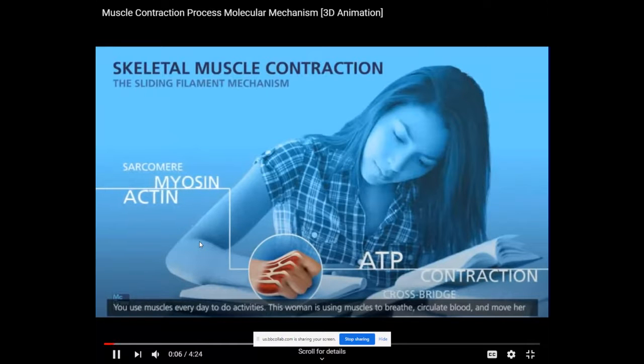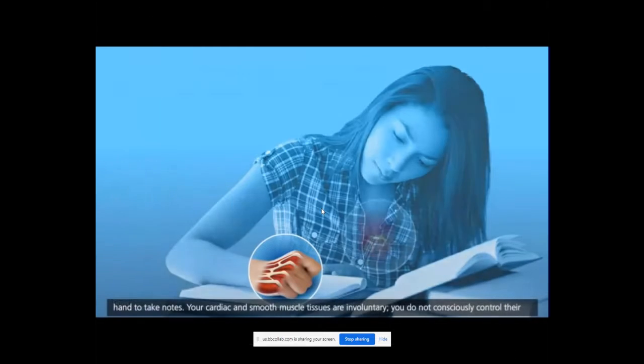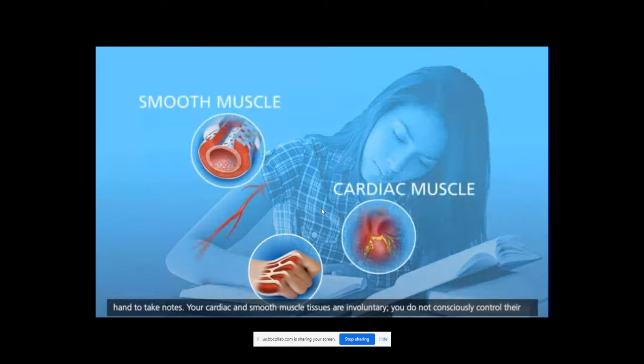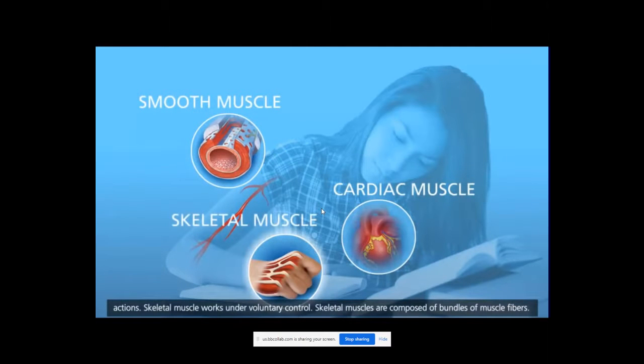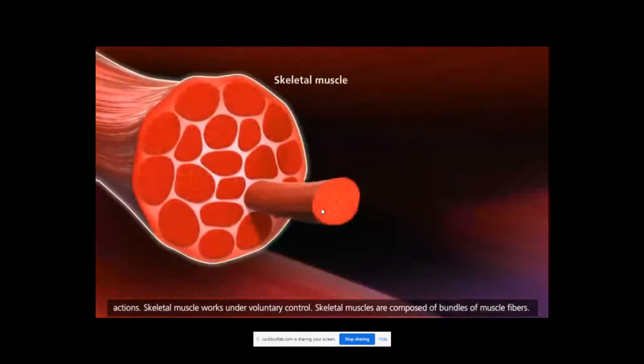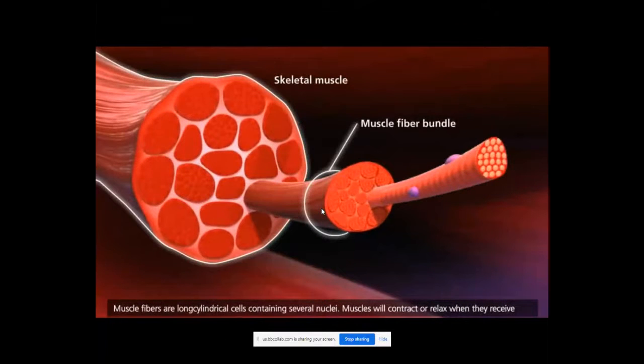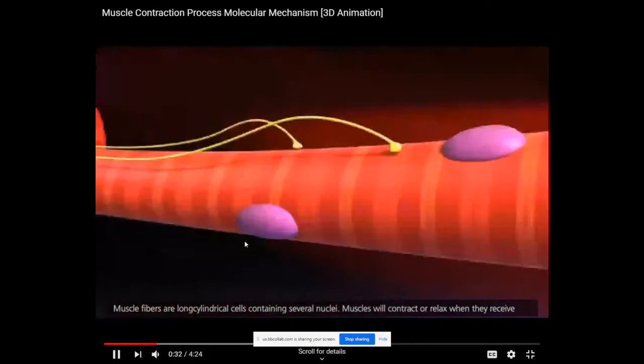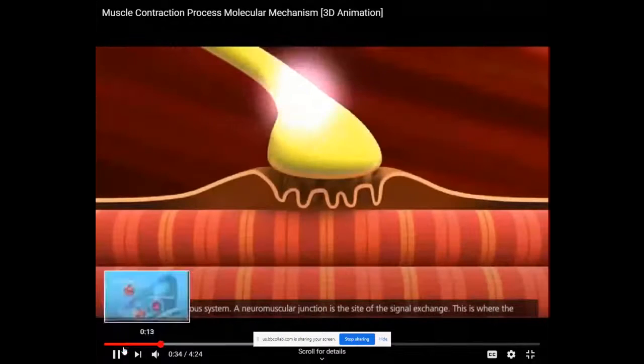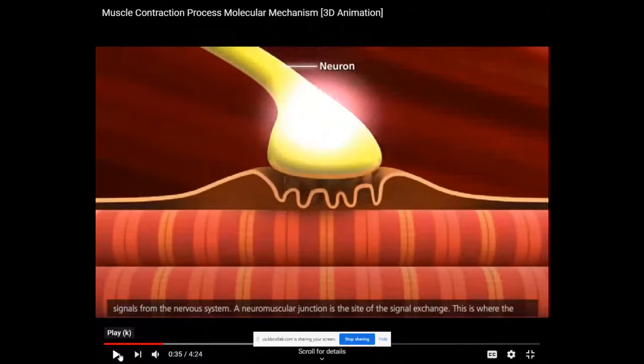This woman is using muscles to breathe, circulate blood, and move her hand to take notes. Your cardiac and smooth muscle tissues are involuntary. You do not consciously control their actions. Skeletal muscle works under voluntary control. Skeletal muscles are composed of bundles of muscle fibers. Muscle fibers are long cylindrical cells containing several nuclei. Muscles will contract or relax when they receive signals from the nervous system.